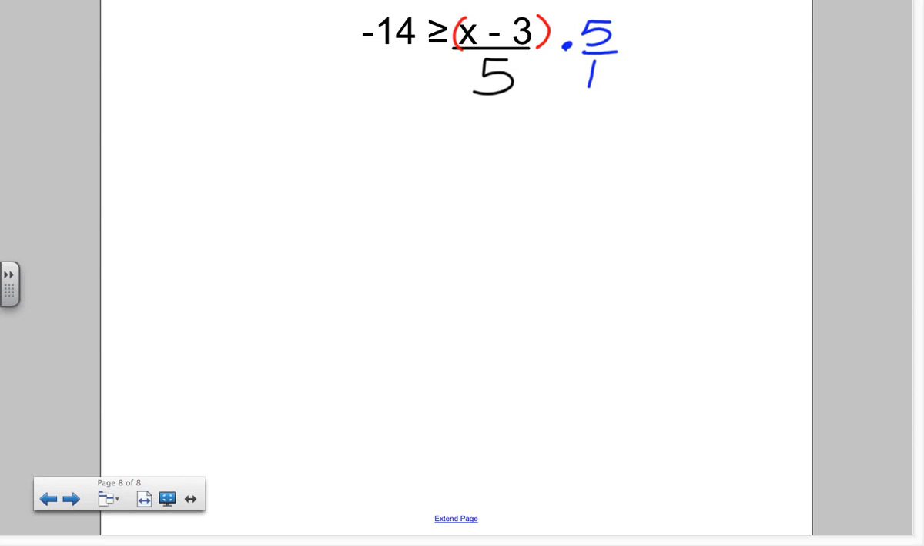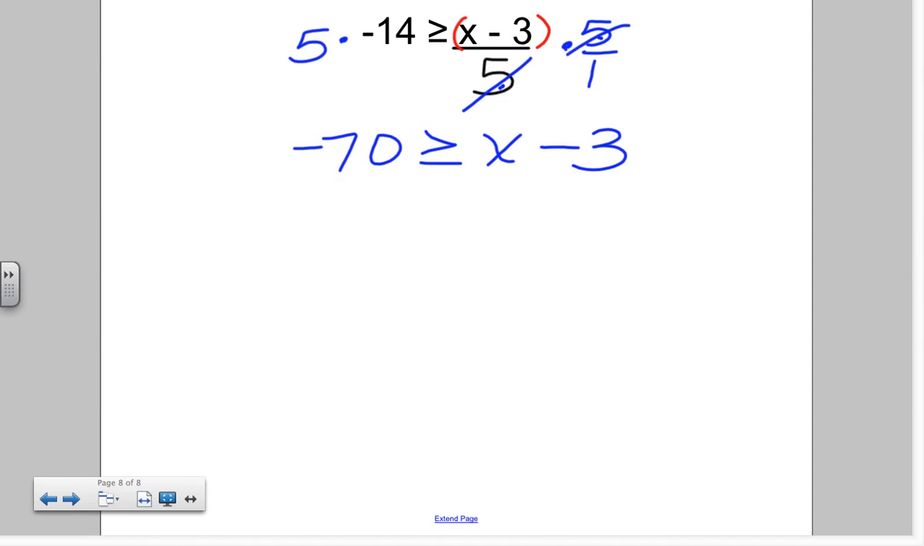Remember, isn't 5 on the top? Look up here. When you multiply by 5 over here, this 5 is in the top, this 5 is in the bottom. When you have 5 in the top and 5 at the bottom, don't they cancel each other out? That's what you're doing. You're trying to get rid of that 5 because you just want x in the top so that you can solve for it. But if you multiply by 5 there, you got to multiply by 5 over there. And then, what do you got? Negative 70 is greater than or equal to x minus 3, because those 5s do indeed cancel.